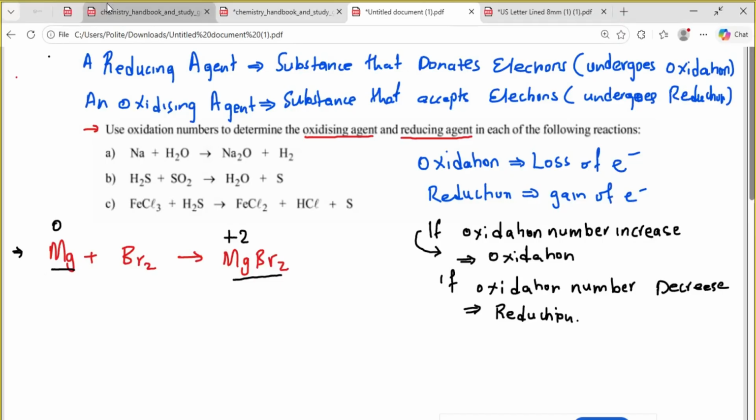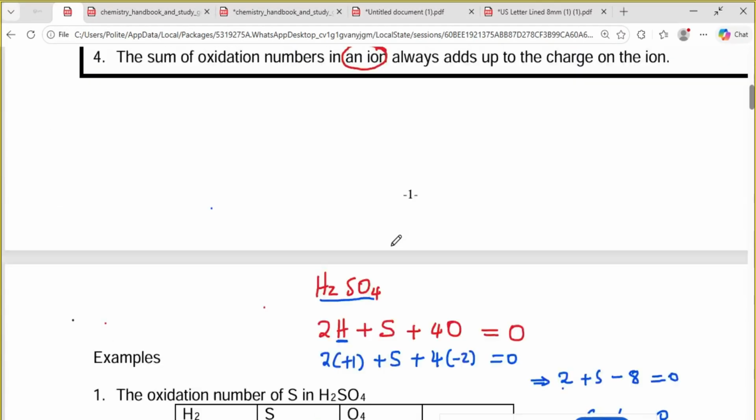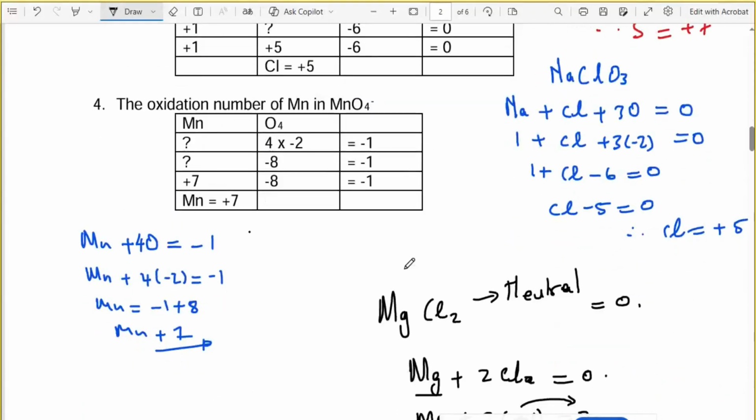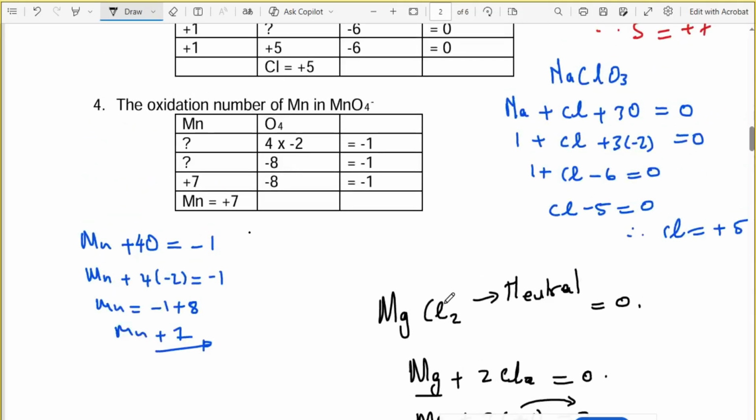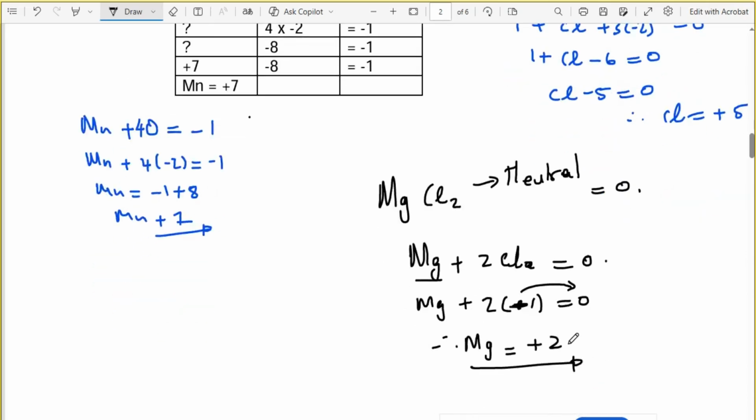Okay. This example with Mn, this one. Okay, let me explain that, my dear. Don't worry, I got you.